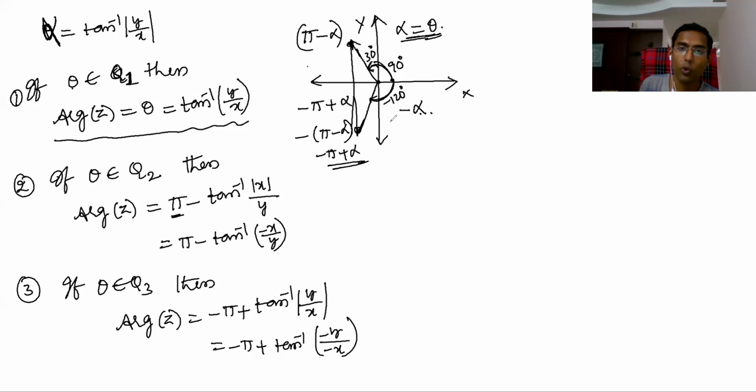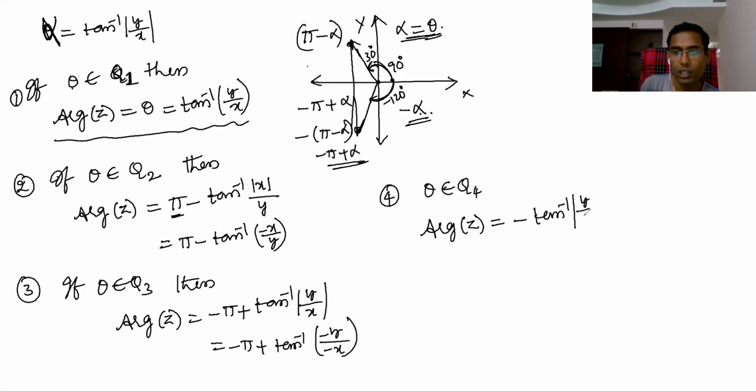Then if theta is in the fourth quadrant, theta belongs to Q4, simply you should write argument of z as minus of tan inverse of mod y by x. But if you want, you can also write mod here. Your y is negative, so minus y by x. You can write like this also.